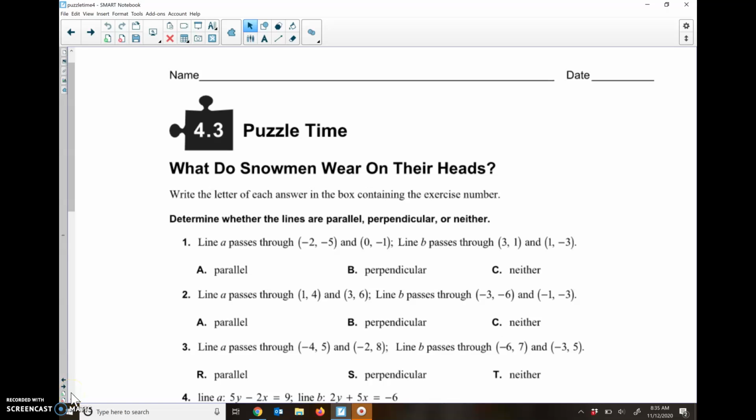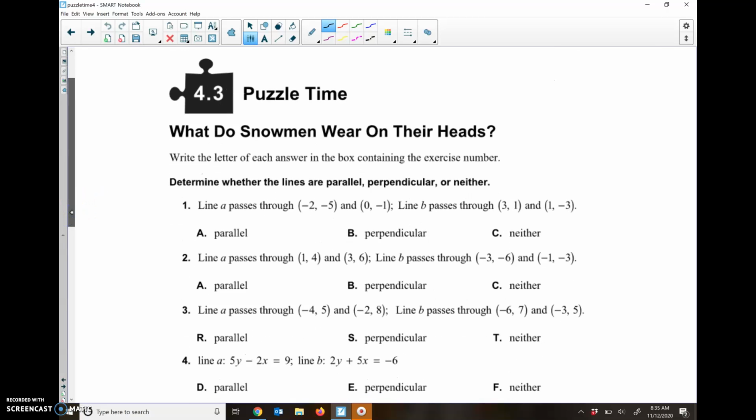Hey, this is Mr. Mola with the puzzle time for lesson 4-3. So the joke for this one is, what do snowmen wear on their heads? This one's only 7 questions, so we're going to go through all of them. It might take a little while to get through 7, so we'll see how long this takes.